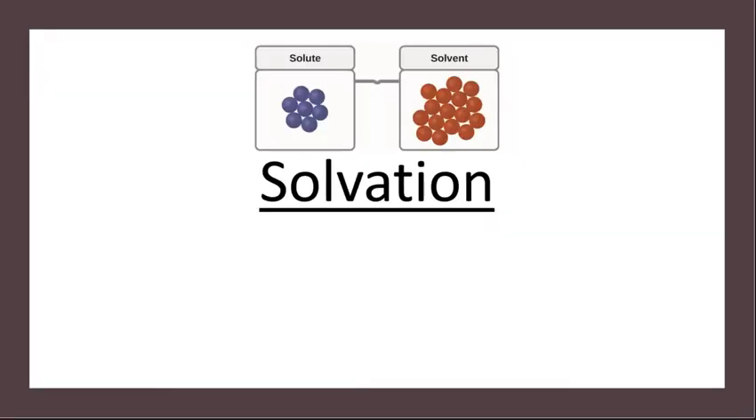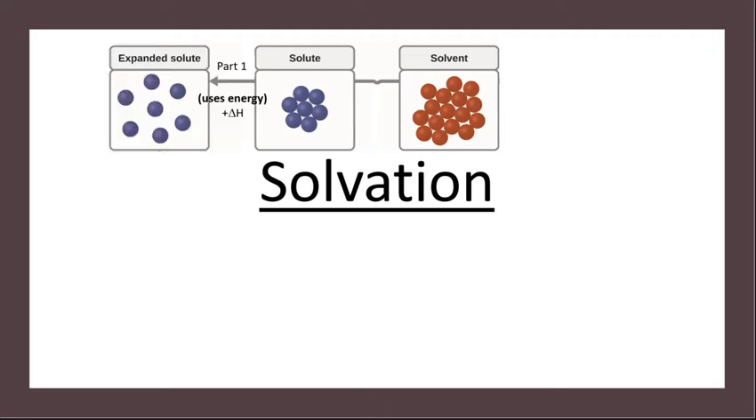Okay, the process of solvation. You start with a solute and a solvent. Remember, in this scenario, it's a solid into a liquid, so the solvent would be the liquid, and the solute is whatever is getting dissolved into the solvent, and it would be a solid like sugar or salt, something like that. Okay, the first part of solvation is when you have the solute use energy from the solvent.